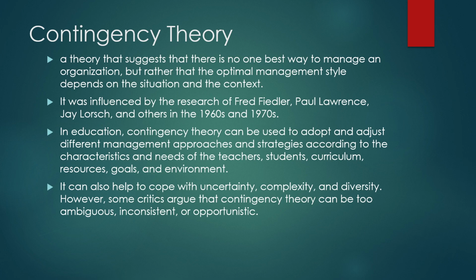In education, this theory can be used to adopt and adjust different management approaches and strategies according to the characteristics and needs of teachers, students, curriculum, resources, goals, and environment. It can also help to cope with uncertainty, complexities, and diversities. However, as with the first three theories, this goes through the same problems, which is that it is ambiguous, opportunistic, and inconsistent.